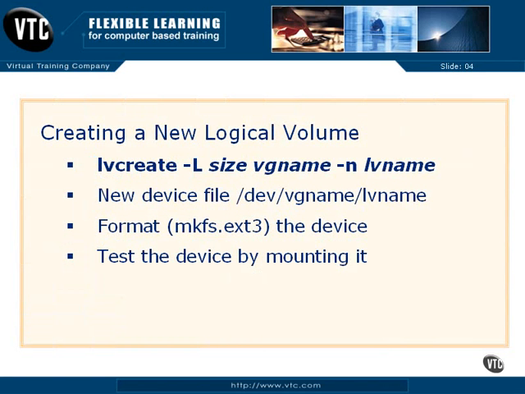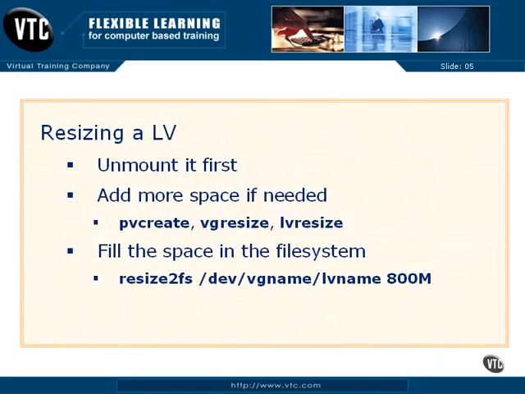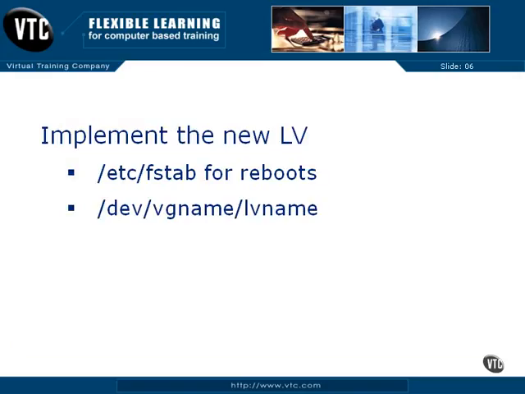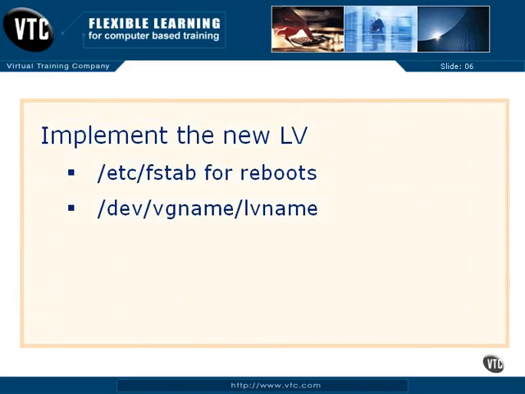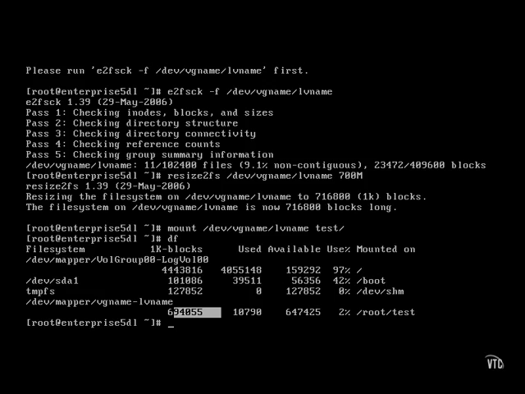We've created a new logical volume, we've formatted it, we've tested it by mounting it. We've resized the logical volume. Before resizing any logical volume, it has to be unmounted first. And we filled in the space in the file system. Finally, to implement the logical volume, in other words, to make sure Linux recognizes and uses it the next time you boot Linux, you have to set it up in the /etc/fstab configuration file.